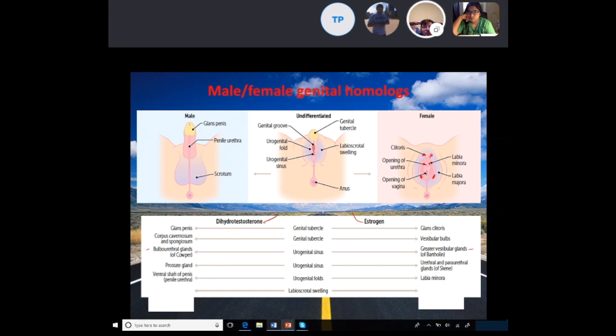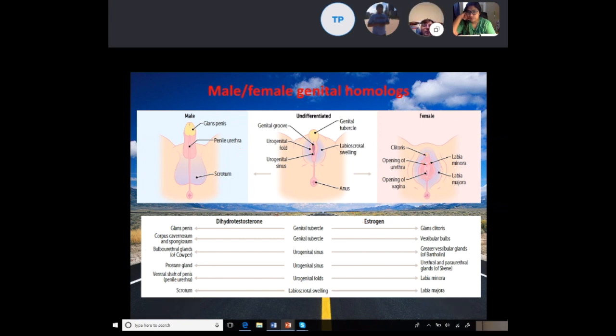So the urogenital folds become the ventral shaft of the penis, or the urethra, and for the women, it becomes the labia minora, as we can see here, and the urethra. And then labial scrotal swelling, what does that become? The scrotum and the labia majora. Right.